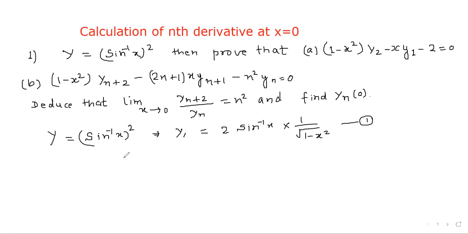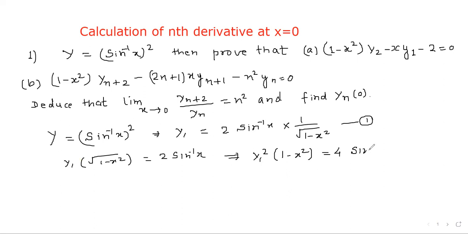Now we make cross multiplication. So y1 times root of 1 minus x square equal to 2 sine inverse x. Now we square it, we will get y1 square (1 minus x square) equal to 4 (sine inverse x) whole square. But we have (sine inverse x) whole square equal to y, so this will become 4y. So we have got y1 square (1 minus x square) equal to 4y.